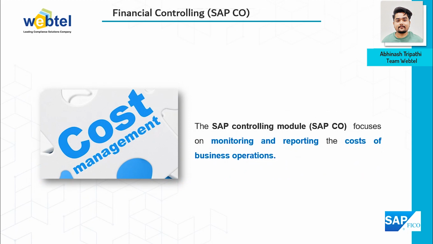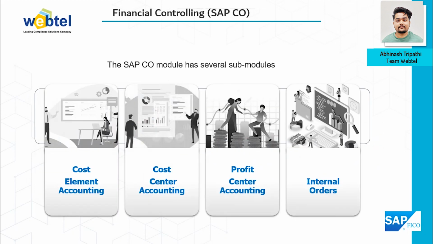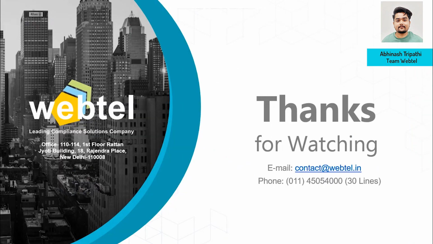Financial controlling, SAP CO. The SAP CO module focuses on monitoring and reporting the cost of business operations. The SAP CO module has several sub-modules like cost element accounting, cost center accounting, profit center accounting, internal orders, cost and all. I hope you have understood that an urge to manage finances efficiently, coupled with modern tools, ensures competent financial management, leading to business success.